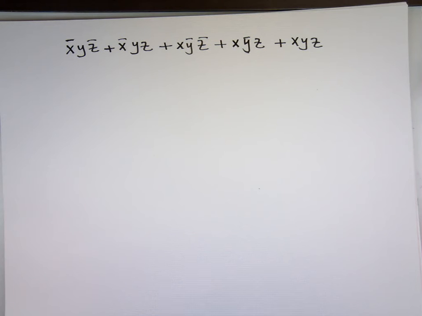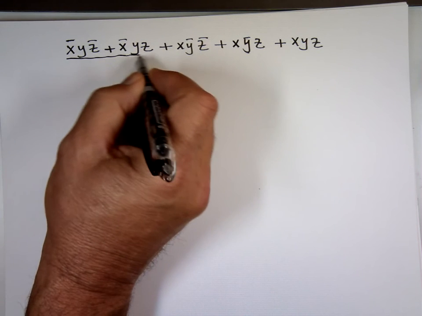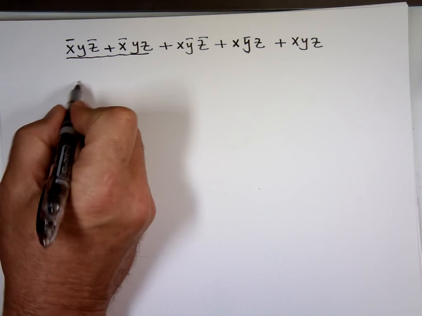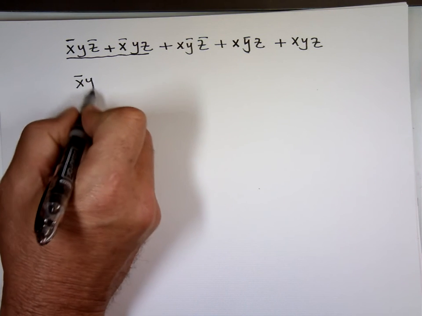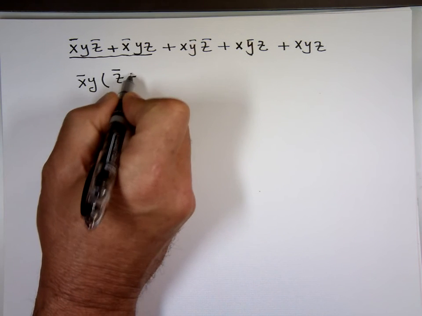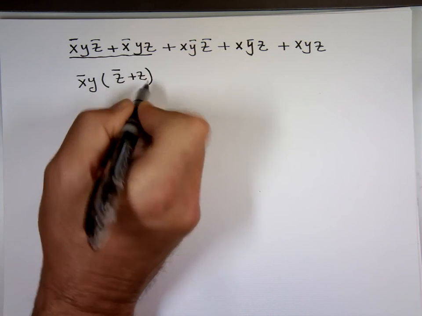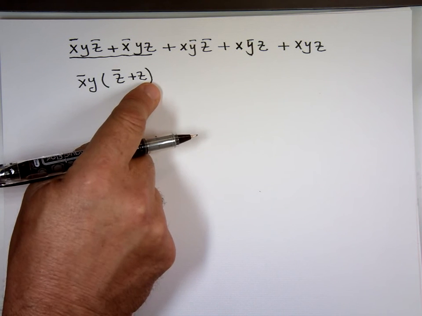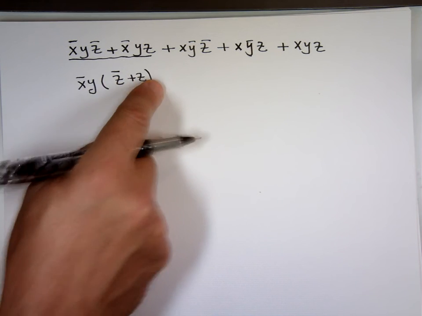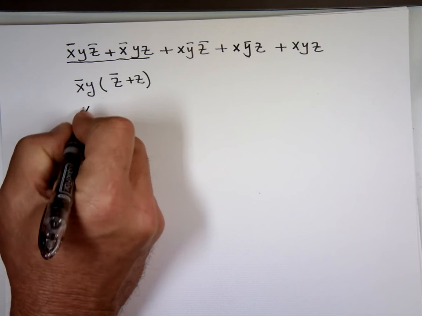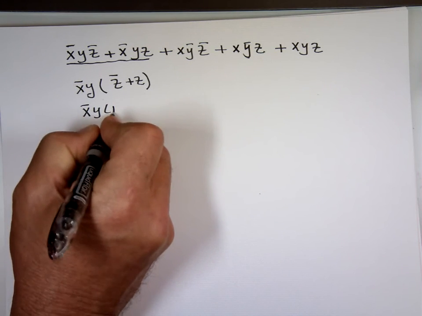Well, I just happened to notice, looking at the first 2, I can factor out what? X bar y. If I do that, what's left? Z bar plus z. What is z bar plus z? That's an OR. What is 0 or 1, or 1 or 0? That's always a 1. So that's x bar y times 1, which you end up with what? X bar y.